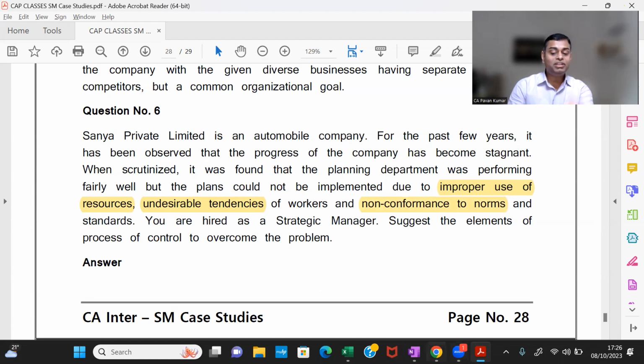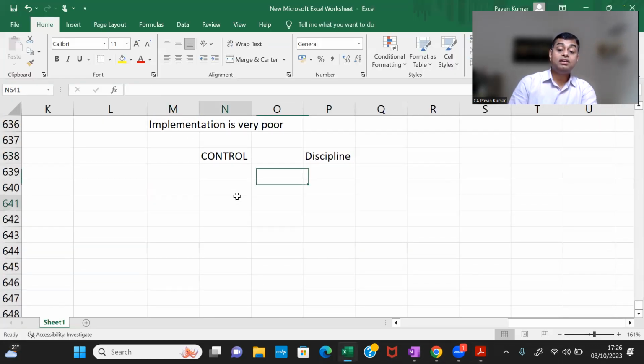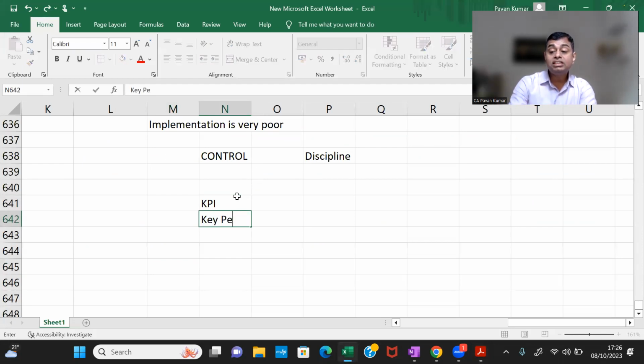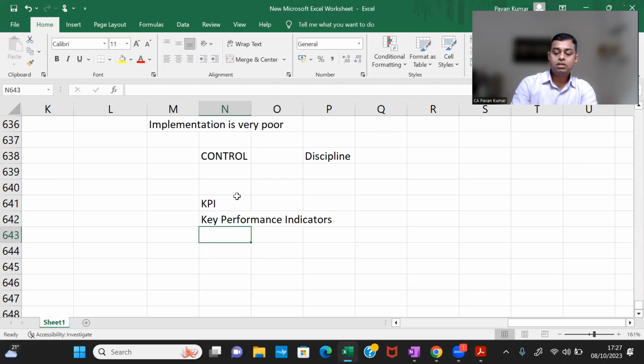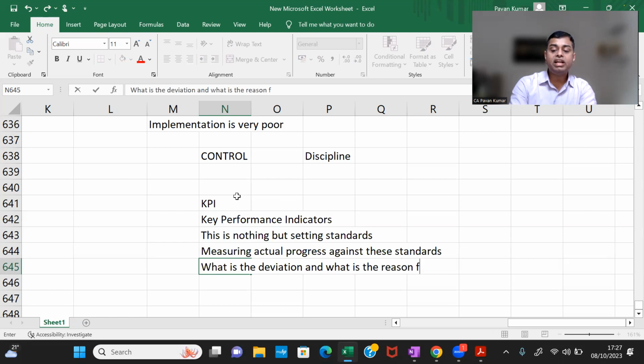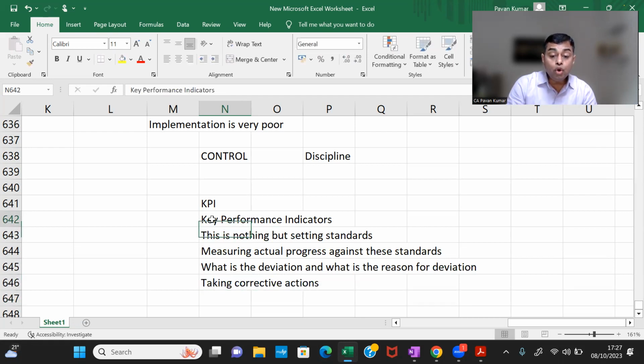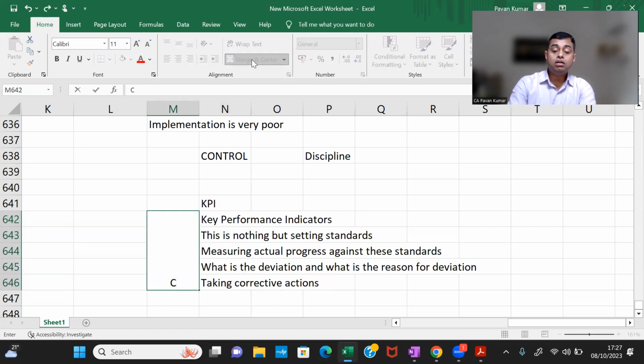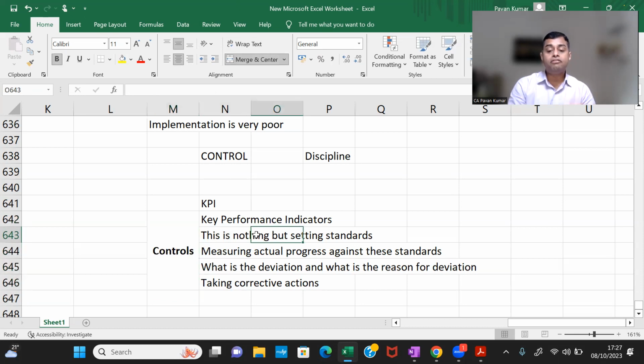What to do? There is something called KPI, Key Performance Indicator. So this is nothing but setting standards, measuring actual progress against these standards. What is the deviation and what is the reason for a deviation? Taking corrective actions. If you know the whole process, all these steps put together is called controls.